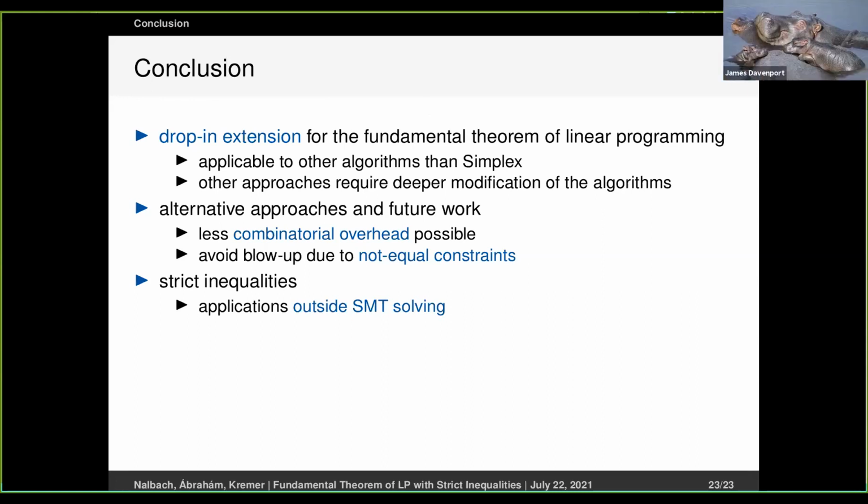Thanks very much. So all this is in the context of solving inequalities over the reals. How much would this help in looking at mixed integer real programming?